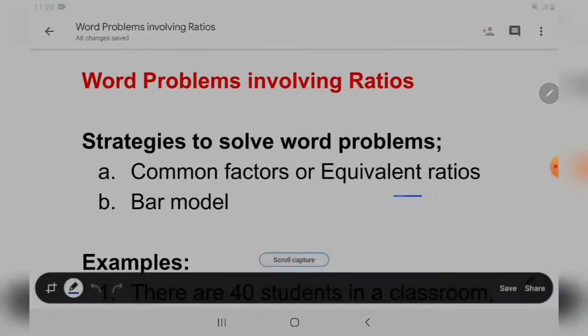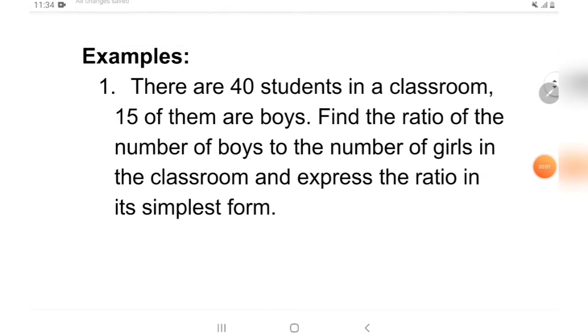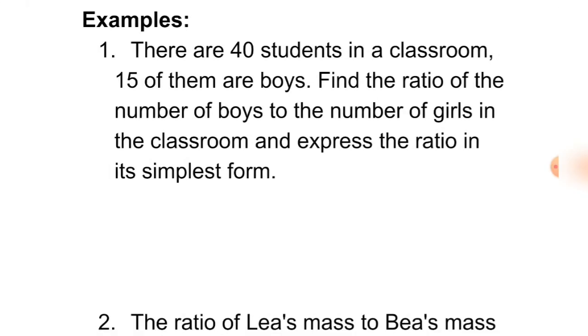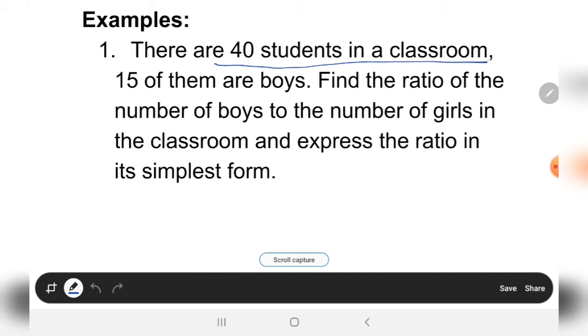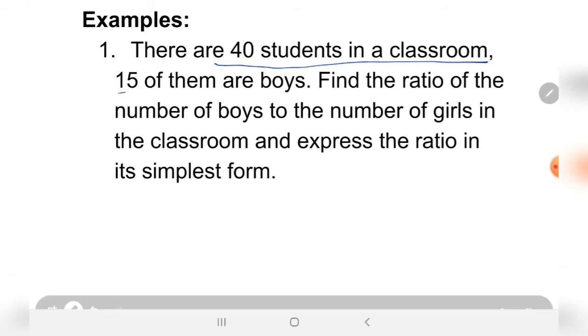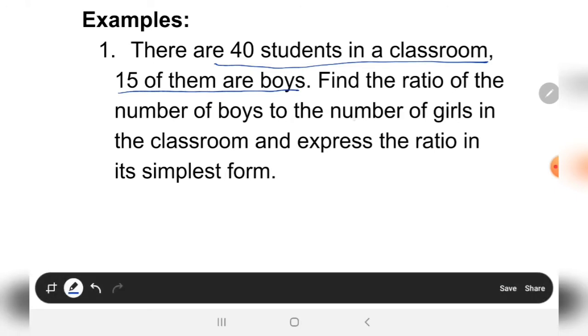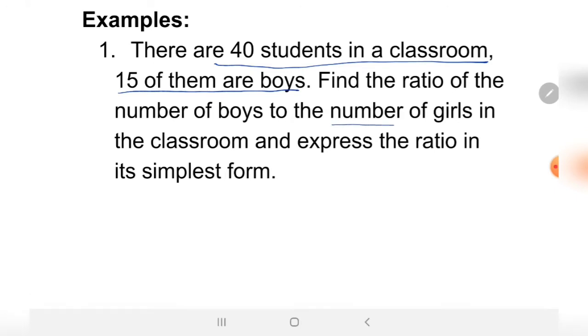For example, number 1. There are 40 students in the classroom. 15 of them are boys. Find the ratio of the number of boys to the number of girls in the classroom and express the ratio in its simplest form. The given are: there are 40 students in a classroom, and 15 of them are boys. Now we're going to find out how many are girls.